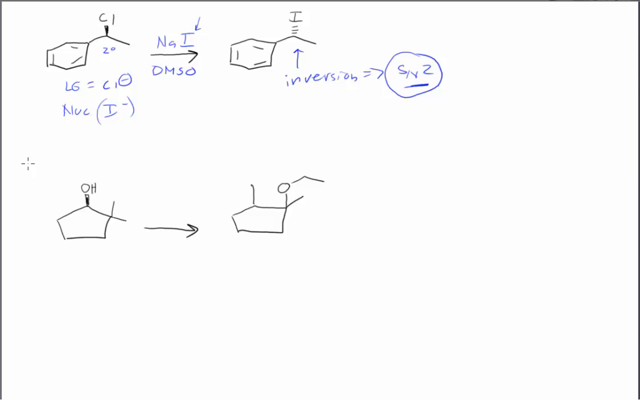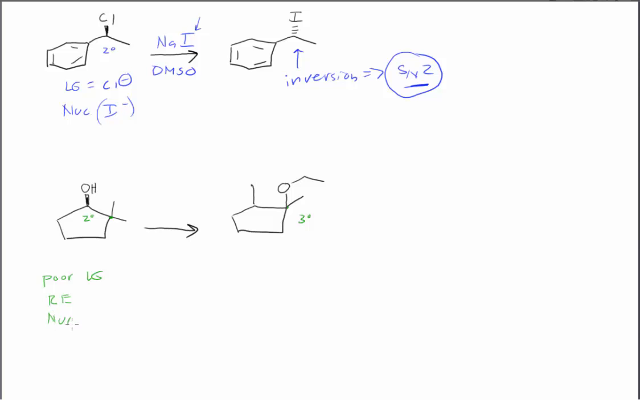Okay, the fourth one here. Our leaving group is on a secondary carbon. It is, again, a poor leaving group. And we can observe that the nucleophile has been added to a tertiary carbon, and it's moved over too. So we're probably going to expect some sort of rearrangement.